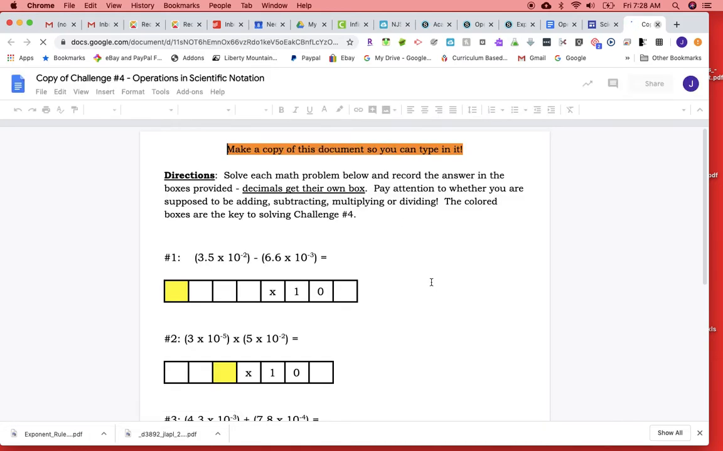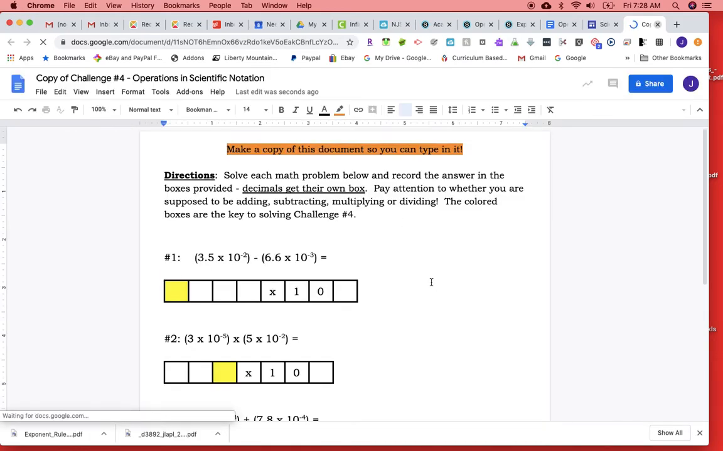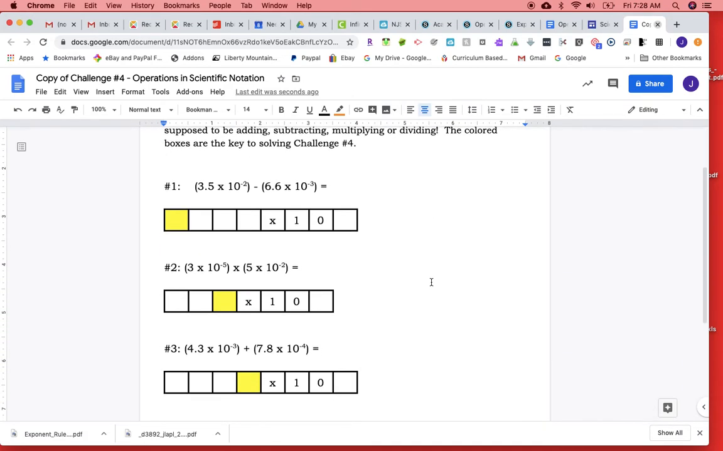All right. So for our directions today, it says solve each math problem below and record the answer in the boxes provided. Decimals get their own box. So pay attention to whether you are supposed to be adding, subtracting, multiplying, or dividing. The color boxes are the key to solving the challenge in number 4. So what we need to do is figure out what 3.5 times 10 to the negative second minus 3.6 times 10 to the negative third.